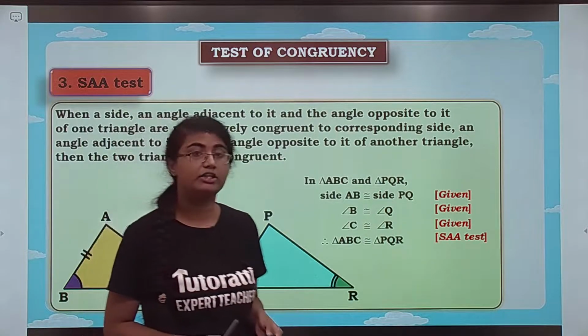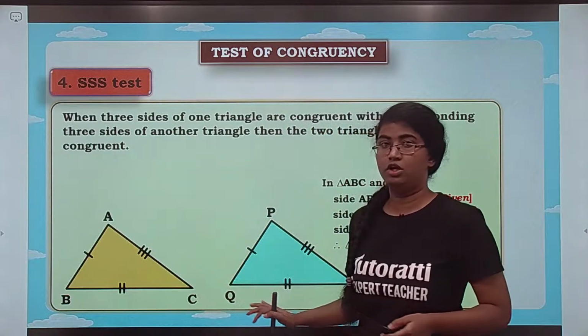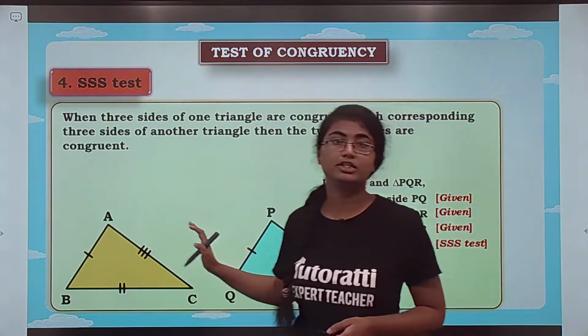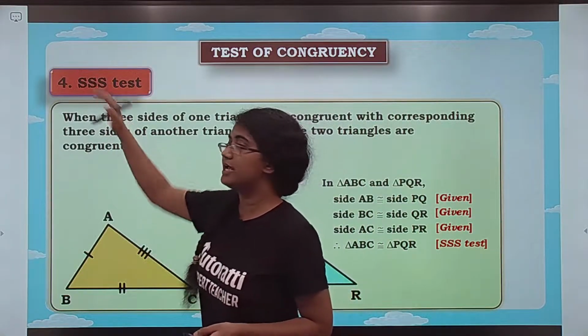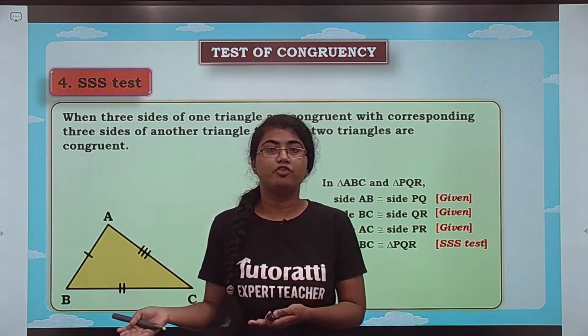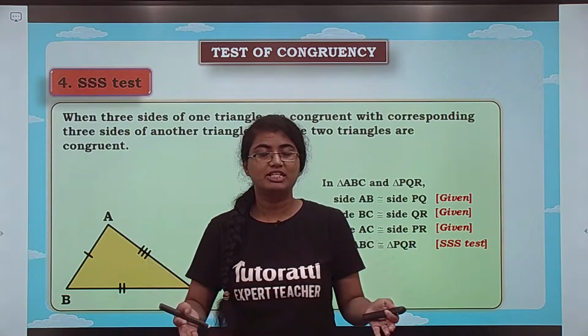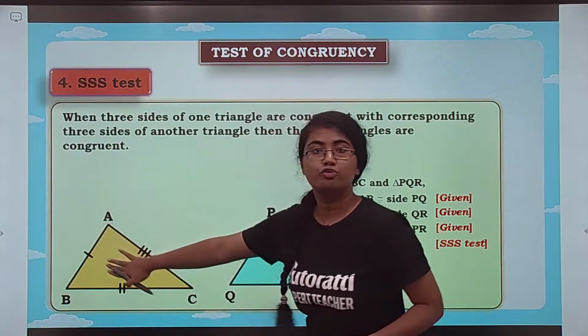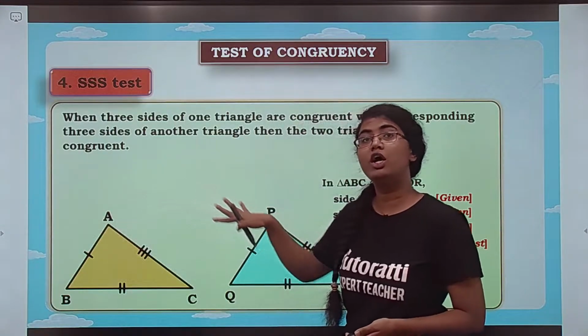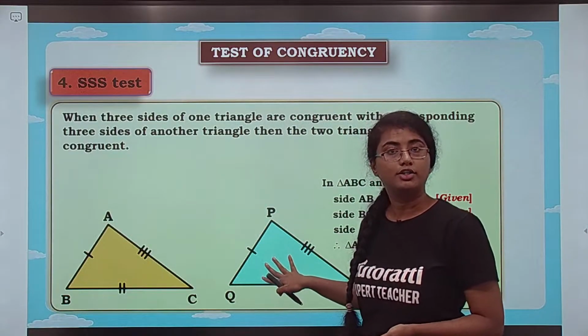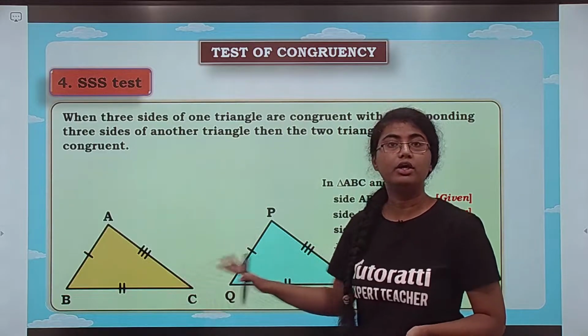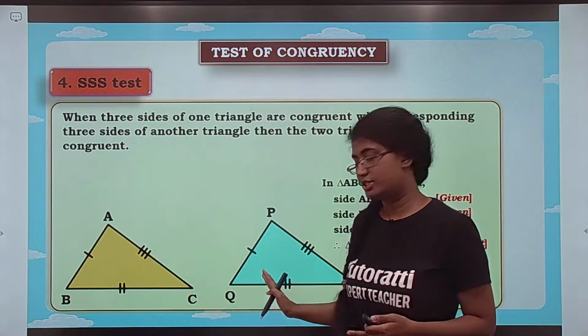So we can say that by the given test of congruency, the two triangles are congruent. Easy? Alright, the next one is the simplest of all. This test is the SSS test. What does it stand for? Side, side, side. So basically, all three sides from one triangle are congruent to the corresponding sides in the other triangle. That is exactly what the test says.